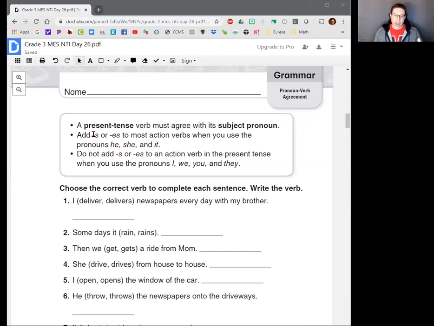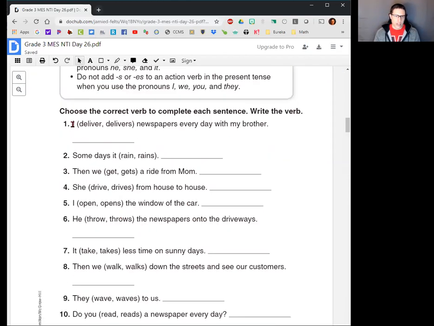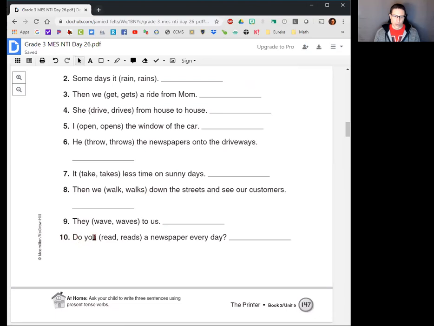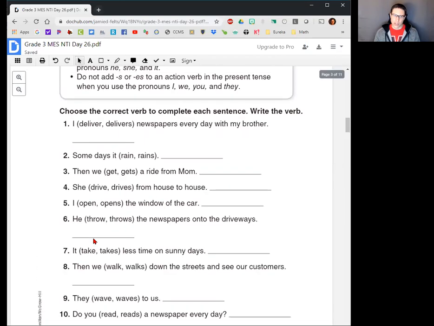Now, usually you add S or ES to an action verb to make it mean present, that it's happening right now. But there are some rule breakers. If it starts with these pronouns, I, we, you, and they, then you don't use an S. So just be careful with that. There are a few rule breakers here. I see this one starts with I, this one starts with I. This one down here, do you, it's a question, so it's a little bit different.